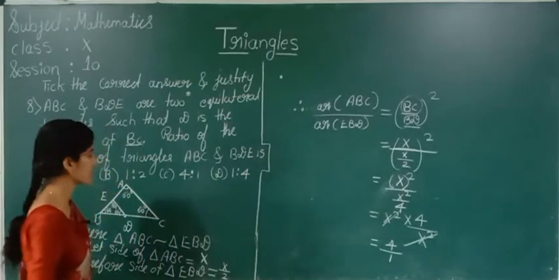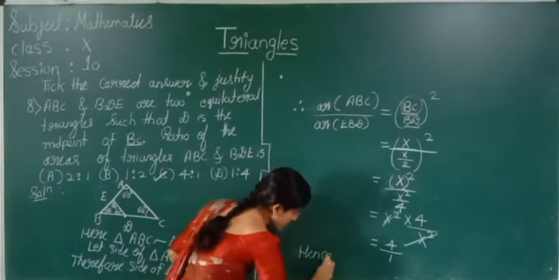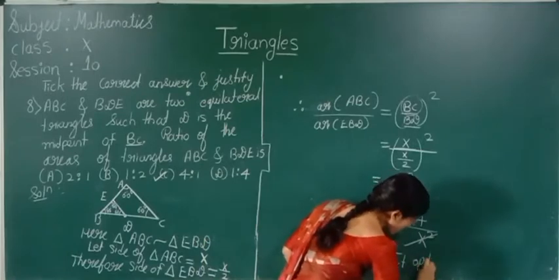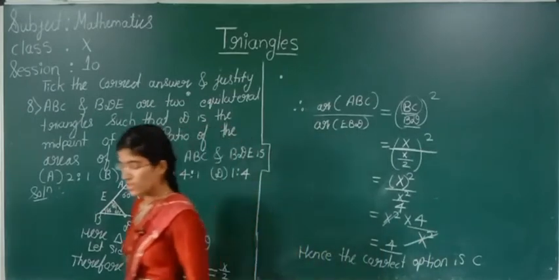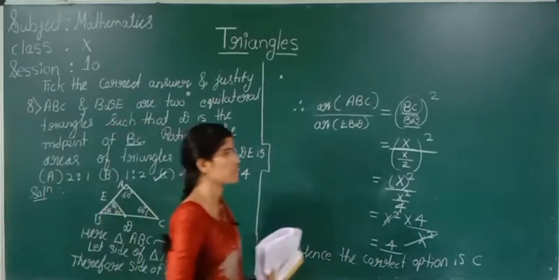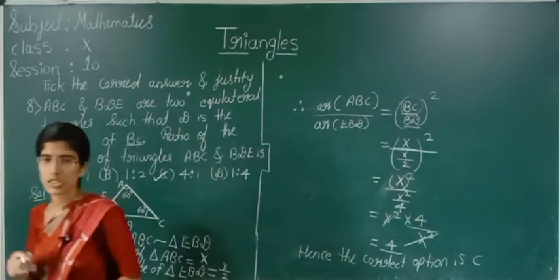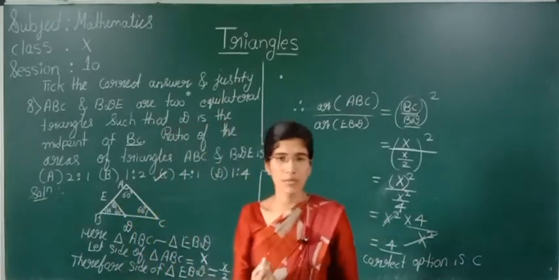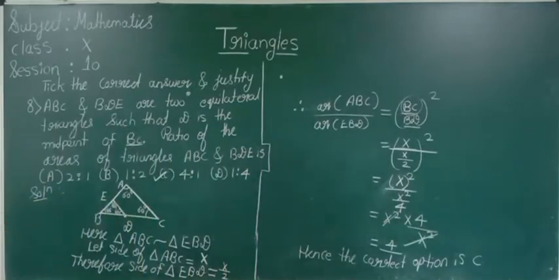Now which option is correct here? Here option C is correct. Hence the correct option is C. Okay, see here, this completes your exercise. Now we are going to see the next concept, that is Pythagoras theorem. Before going to the Pythagoras theorem, there is one result we want, which is very important to prove the Pythagoras theorem. We will see the proof of that result.